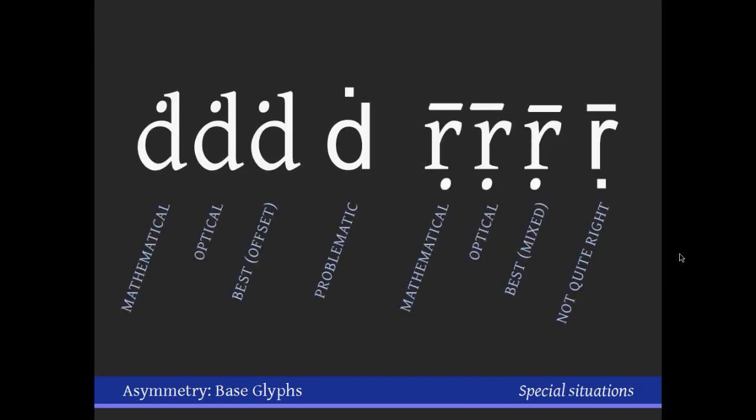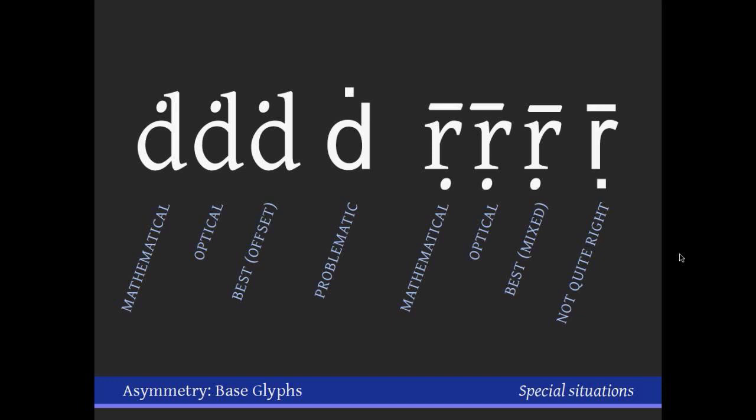But what if the base is not symmetric? Like the D with the dot. The mathematical gives you much too close spacing. The optical is still too close. So the best is to use your eye and adjust.